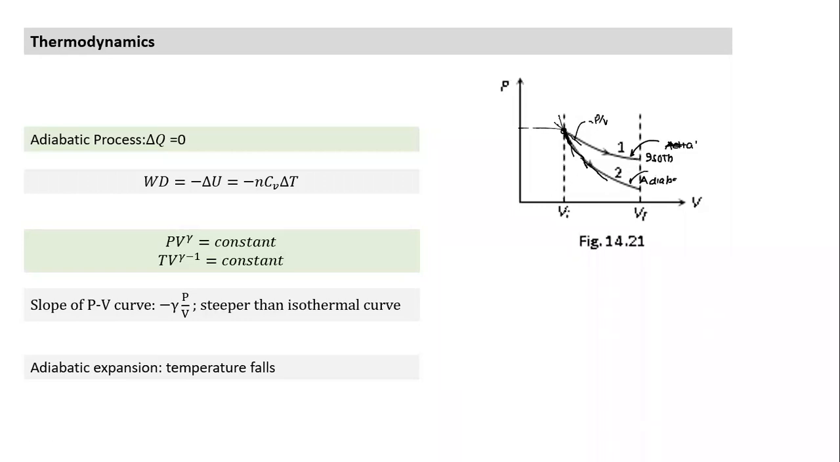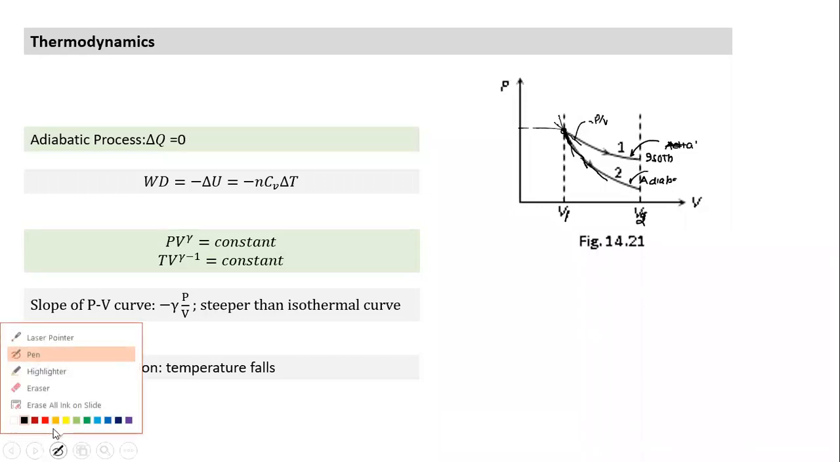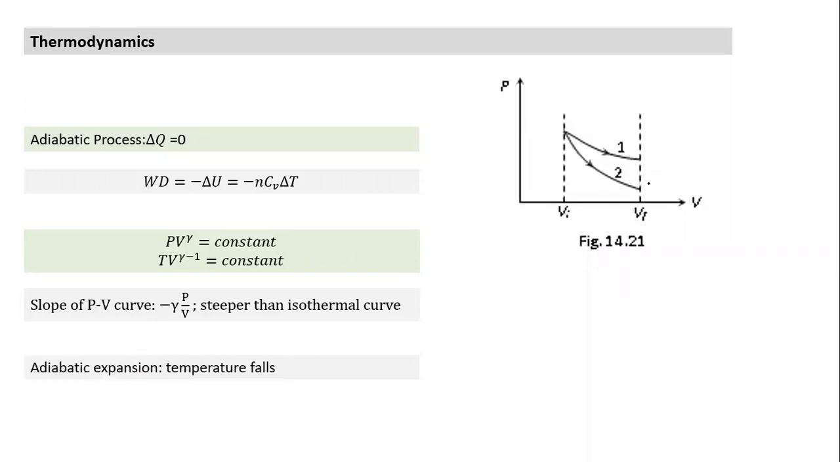So in this case, this is V1 and this is V2. Let me just erase this and come to that point again. This one is isothermal expansion and this one is adiabatic expansion. I hope all are clear. Both cases start from the same point, and the final volumes are the same, but the final pressure and temperature will not be the same.